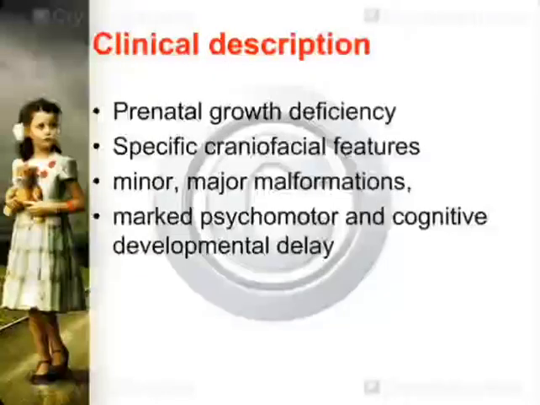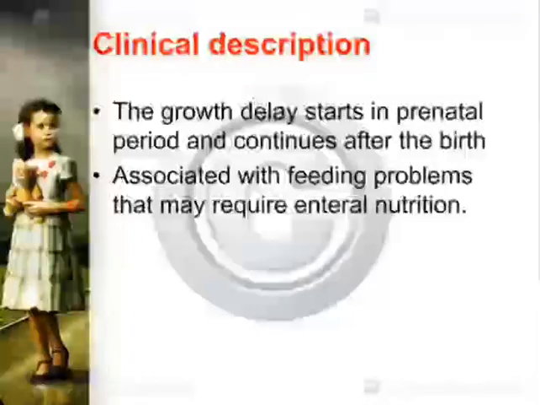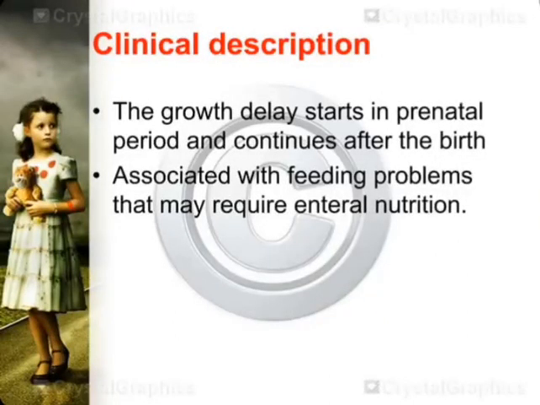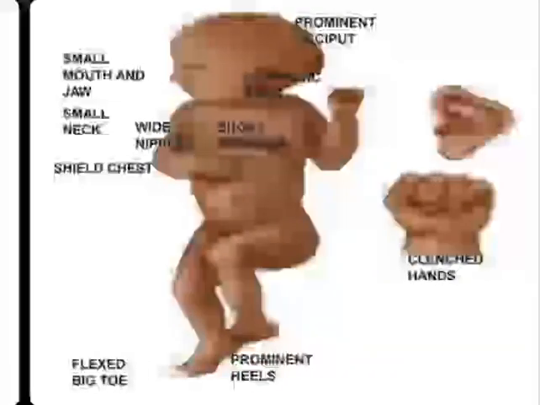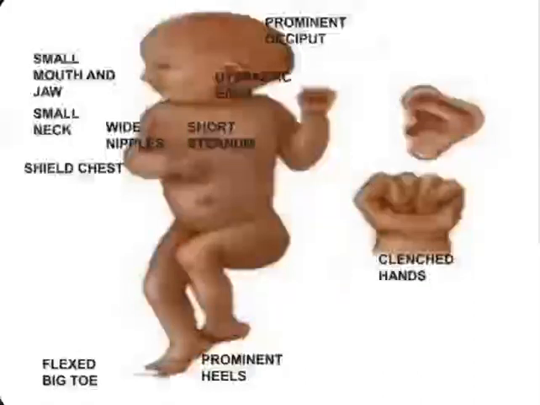Here the clinical description is prenatal growth deficiency, specific craniofacial features, minor or major malformations, and marked psychomotor and cognitive developmental delay. The growth delay starts in the prenatal period and continues after birth, associated with feeding problems that may require enteral nutrition. They have a small mouth and jaw, small neck, wide nipples, short sternum, dysplastic ears, prominent occiput, flexed big toe, prominent heels and clenched hands.